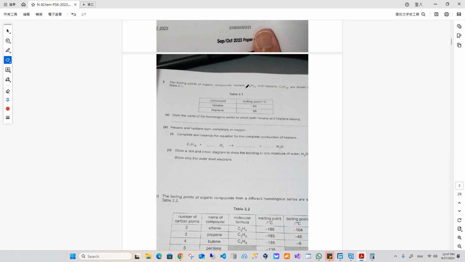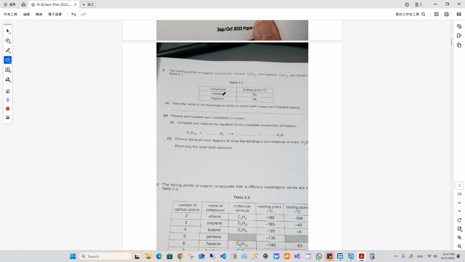The boiling points of organic compounds are shown in the table. So the boiling points of hexane and heptane. This is 6 carbon, this is 7 carbon, a basic alkane chain. State the name of the homologous series: alkane. They are all called alkane, just like group 7 is called halogen and group 8 is called noble gas. ALK in front, and then it's ANE, so it's alkane.